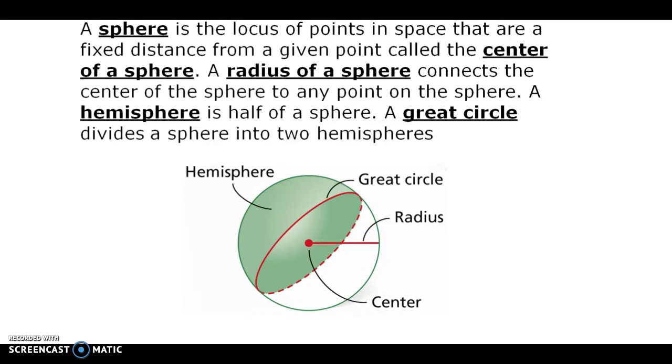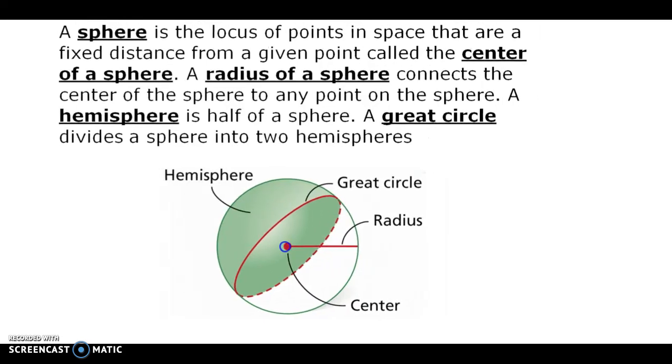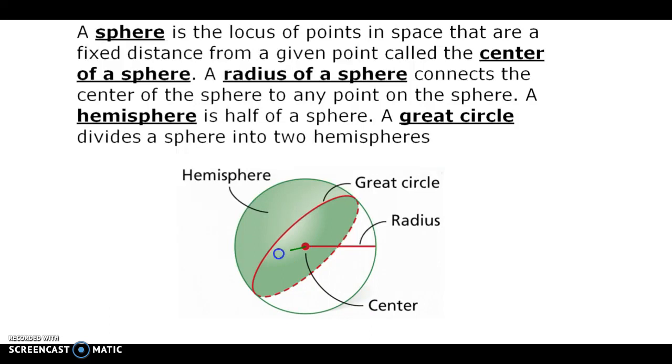So we're used to seeing them straight out, but a radius could also go from here to there, or here to any of the spaces on that sphere. Radiuses are always congruent, right? Always congruent in a circle, always going to be congruent in a sphere.